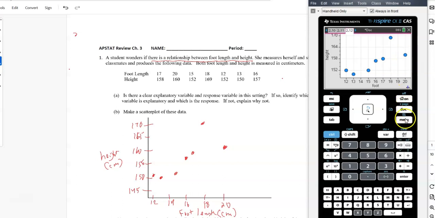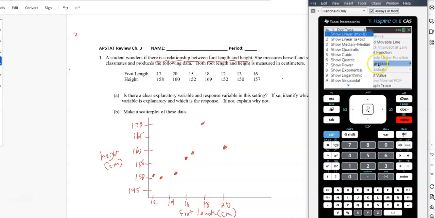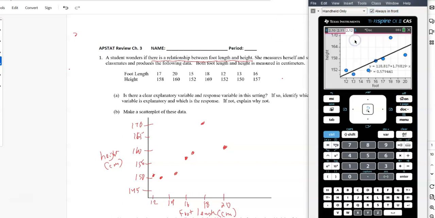Let's go ahead and do our regression in there too as well. So analyze regression, A plus BX. And I like to have the settings there. If you don't already have that, if you go menu, settings, click diagnostics right there, and that will give you the R-squared value, which is nice to see sometimes.